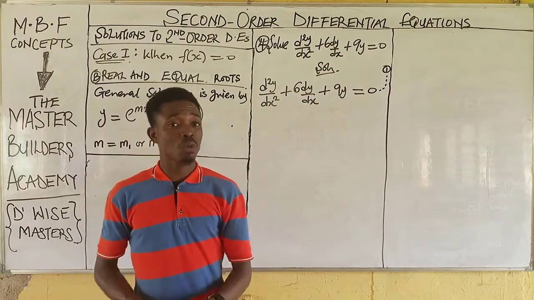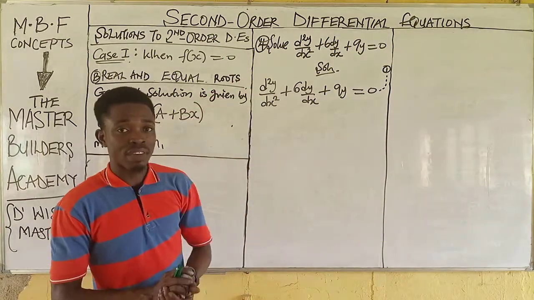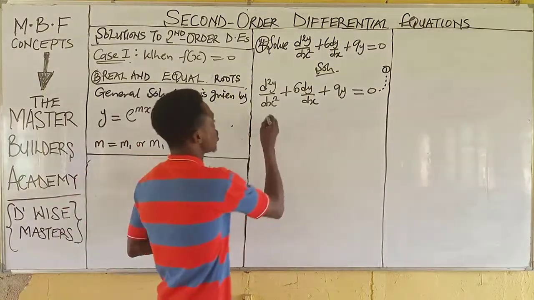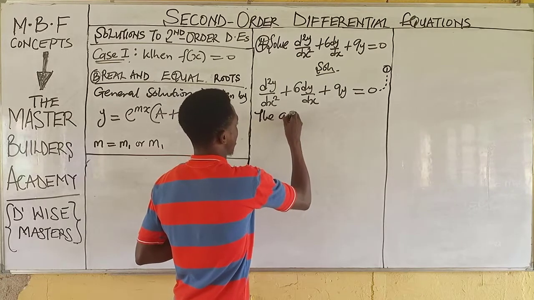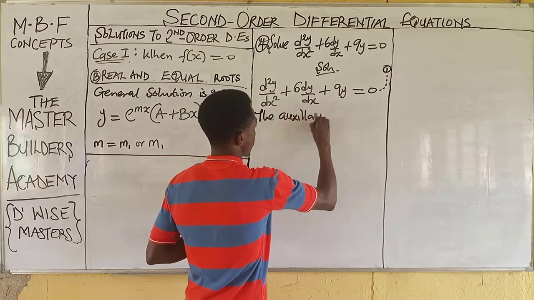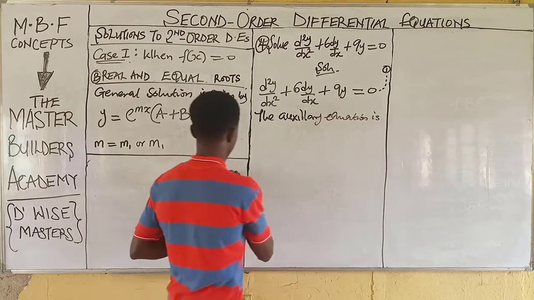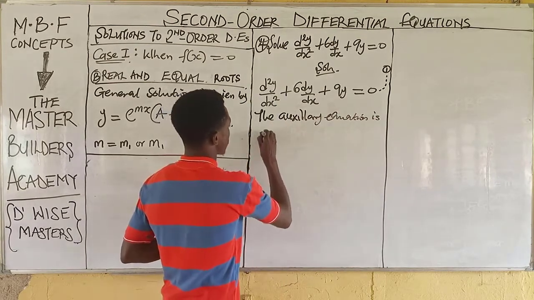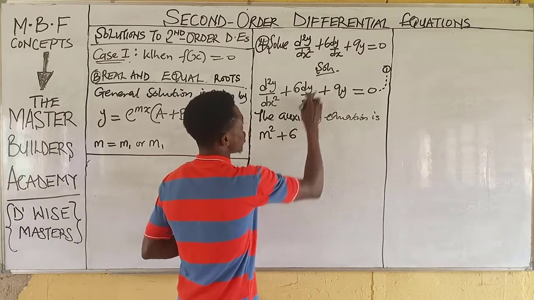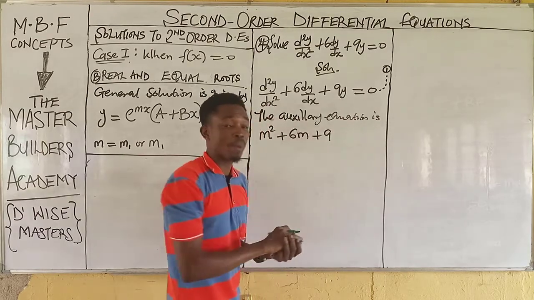Now, how do we get the auxiliary equation? All we simply do is to reduce this complex derivative to a simple term. And now we therefore say that the auxiliary equation is, what do we have? m squared, we replace this, plus 6. Now the dy over dx is represented with m, plus 9, y is represented with what?